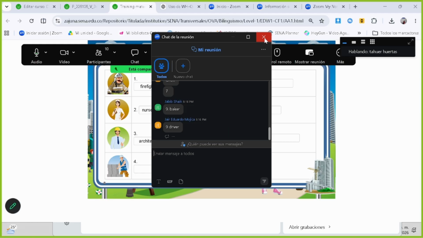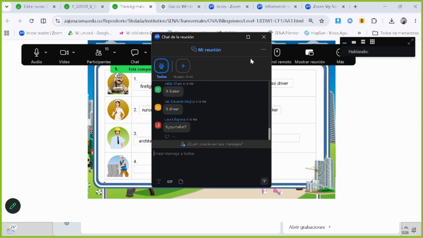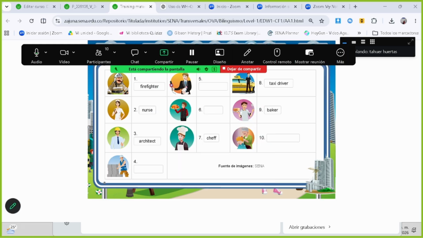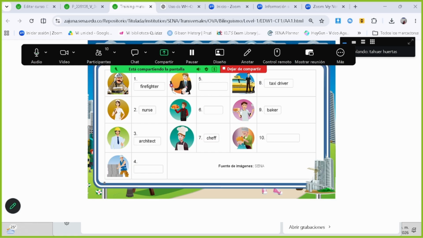Baker, Javid. Baker and driver. The baker, correct. Driver, taxi driver. We have bus driver, taxi driver. Number 6, journalist. Laura Bayona, I don't think so. Number 5 is journalist. Journalist. Number 4. What about number 4? What about number 6? What about number 10?